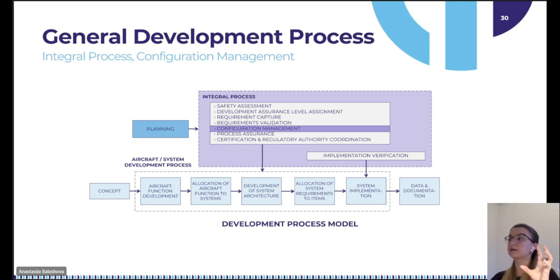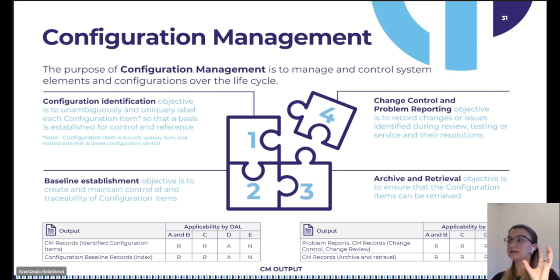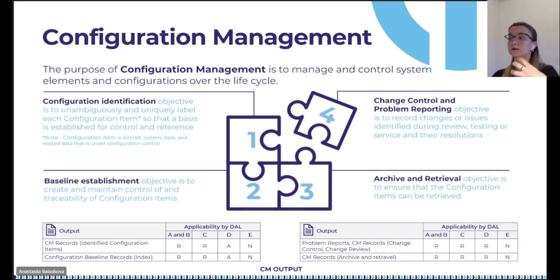The next process, an integral part, is configuration management. There are four main activities of configuration management. There is one more, which is establishing a configuration management plan, but we have already discussed this in the planning process. So the first one is configuration identification. The objective is to unambiguously and uniquely label each configuration item. So what's a configuration item? A configuration item is an aircraft system item and related data that is under configuration control.